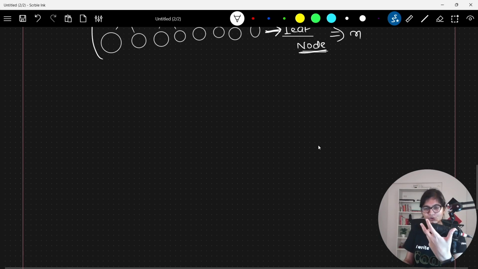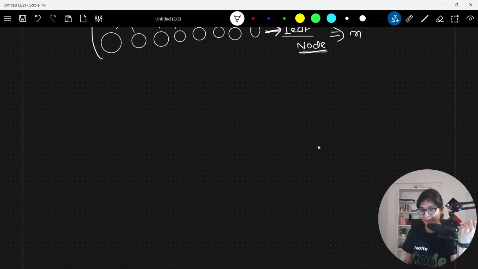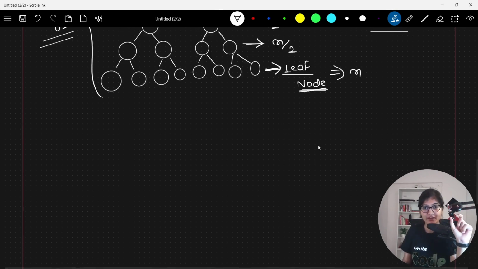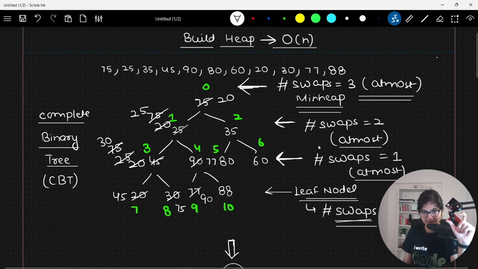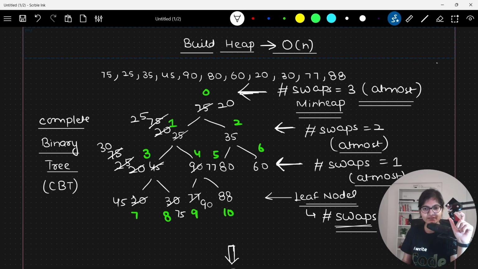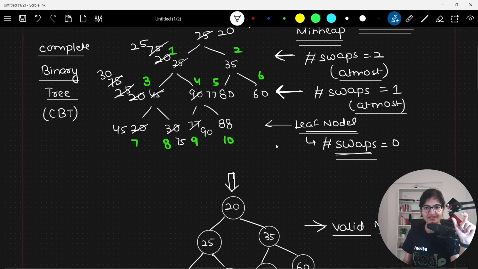Now, whenever we want to calculate the time complexity, it depends on two factors: the number of swaps and the number of comparisons. So here if you try to see, the major contributor that we have is the number of swaps that we are doing, right?